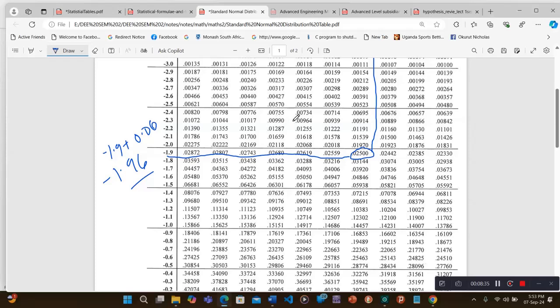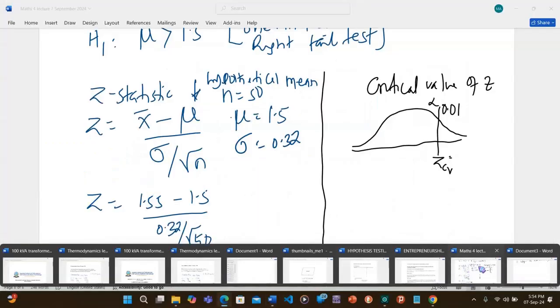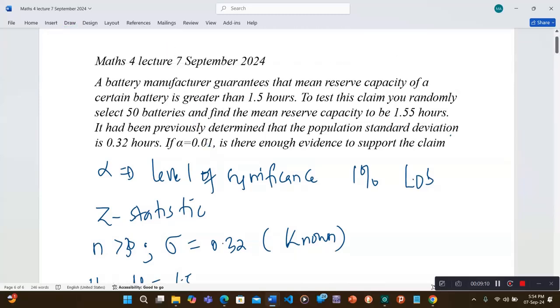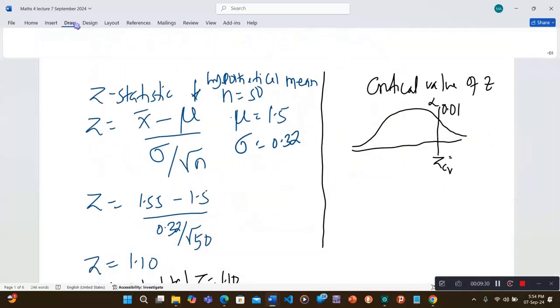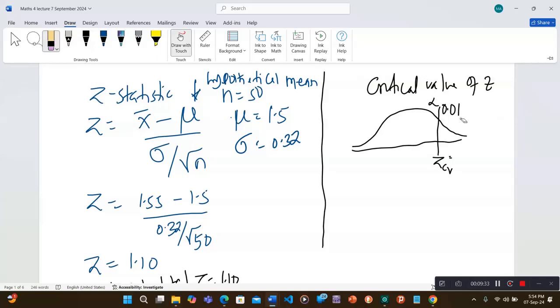0.01 is going to correspond to, let us check, okay, so the 0.01 is around here, this is 0.1. What is our level of significance? Let's change our level of significance to 0.1. I think that was an error. So from there, we make this 0.1.